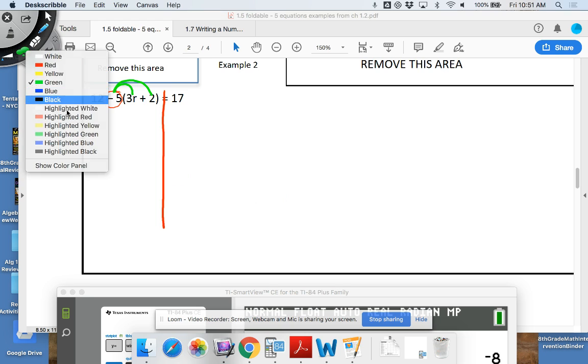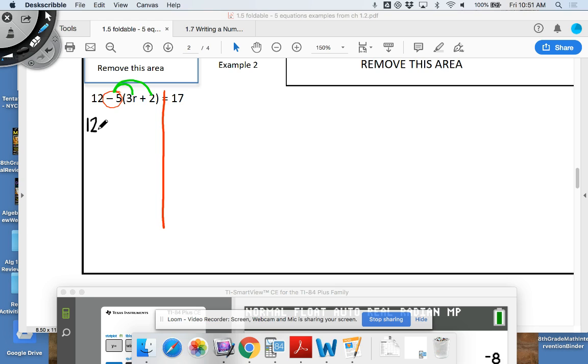So what we would be left with, I would bring down the 12 because it doesn't get distributed. Only the thing that's stuck to the parentheses gets distributed. Now I have -5 times 3r. So what's -5 times 3? -15, and it would be r. Good job.